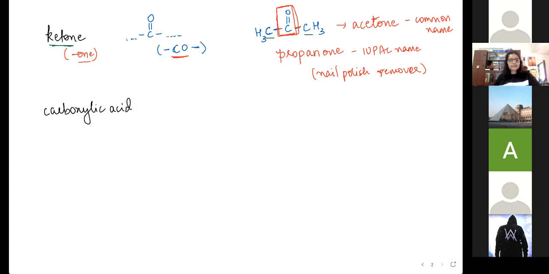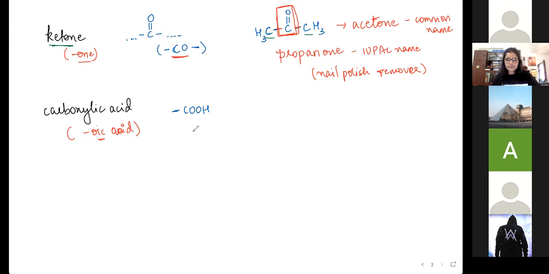For carboxylic acid, what would be the naming convention that you use? OIC acid. Just like how you have sulfuric acid and hydrochloric acid, these also end with ic acid. What would be the structural formula? COOH. This you're familiar with, like you have used acetic acid in your reactions and equations.